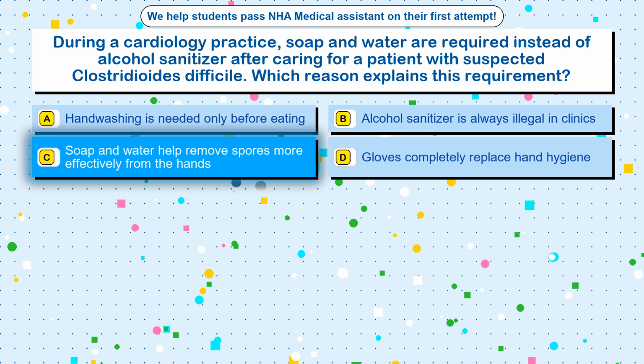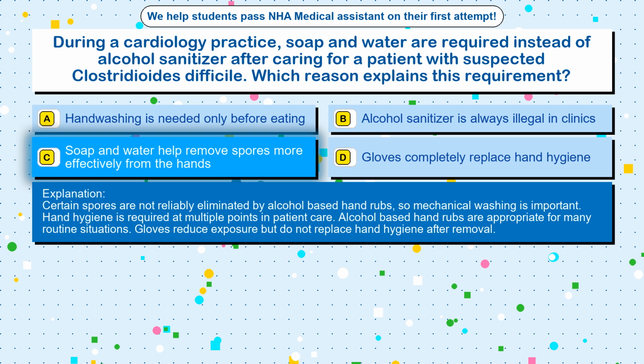Soap and water help remove spores more effectively from the hands. Certain spores are not reliably eliminated by alcohol-based hand rubs, so mechanical washing is important. Hand hygiene is required at multiple points in patient care. Alcohol-based hand rubs are appropriate for many routine situations. Gloves reduce exposure but do not replace hand hygiene after removal.